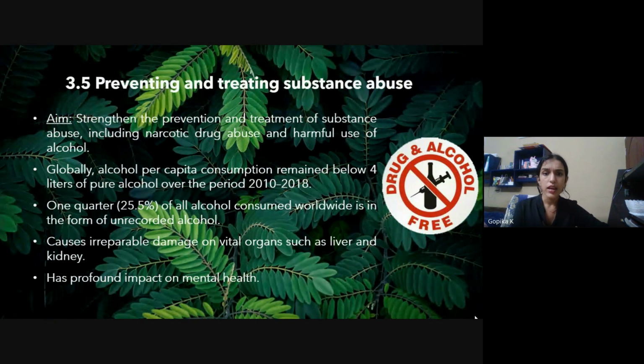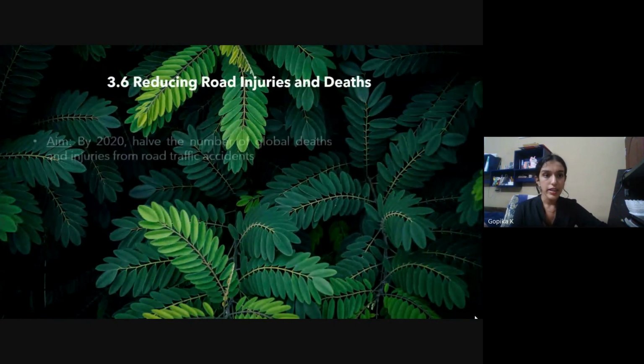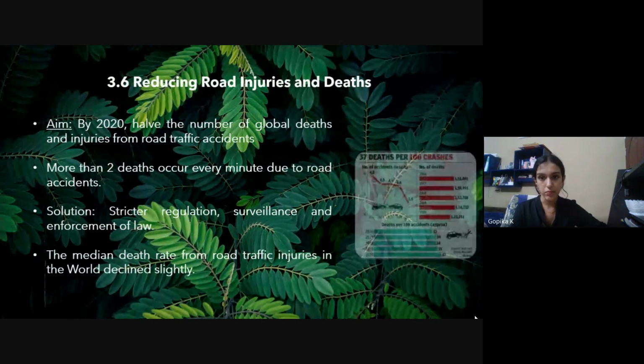Addressing these concerns requires compassionate, evidence-based policies and expanded access to harm reduction services to save lives and improve health outcomes. Moving on to the next target, target 3.6, reducing road injuries and deaths.